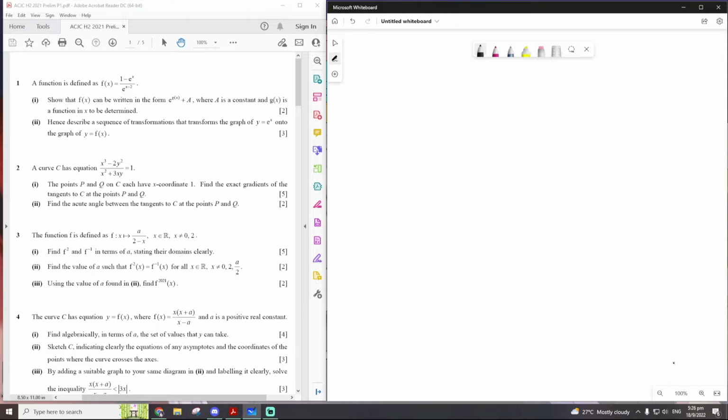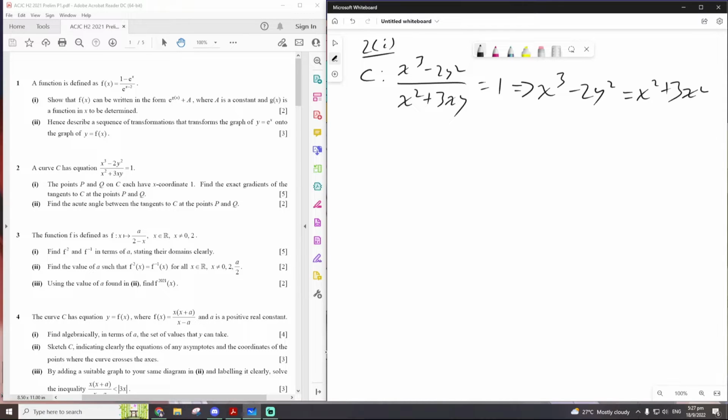Okay, question 2. We have the curve C, x cubed minus 2y squared divided by x squared plus 3xy equals 1, and I'm going to label this question 2 part 1. Now, of course, when we do a gradient question, so this is find the gradient, we know that there's going to be differentiation, and it looks like implicit differentiation. Whenever we do implicit differentiation, we try to avoid using quotient rule. So let's multiply out so that we get something nicer to work with.